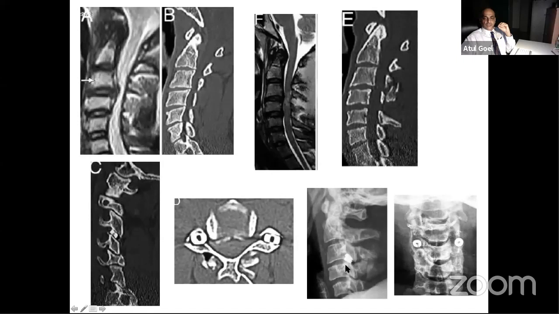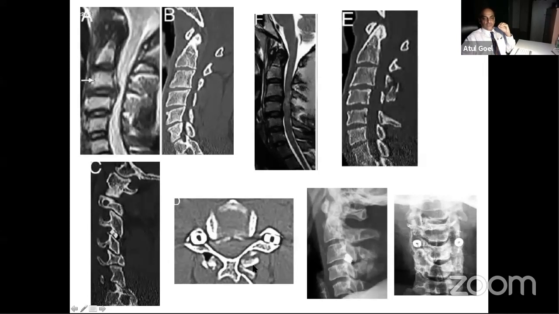There is an increase in the interfacetal space. There is an increase in the intervertebral foraminal height. There is an increase in the disc space height, and there is a fusion. There is no need for any kind of decompression. You see, there is no laminar removal, no spinous process removal.